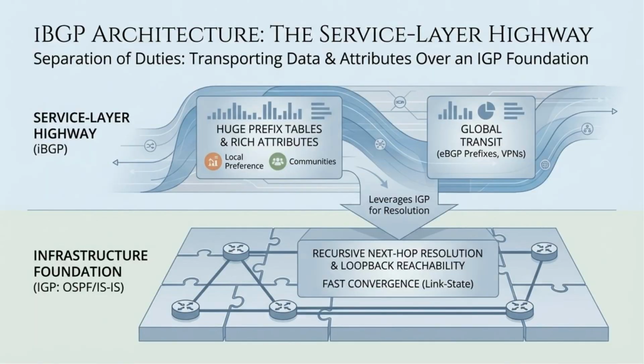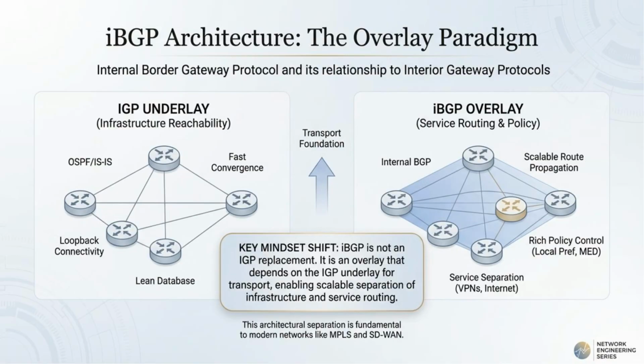This is where iBGP comes in. We use the IGP to build the highway, the infrastructure. We use iBGP to drive the cars, the actual customer data or internet prefixes over that highway. iBGP allows us to transport massive amounts of routing data across our transit backbone without every single router in the middle needing to do heavy calculations. It also allows us to carry rich attributes, local preference, communities, MED, across our internal network to influence how traffic enters and leaves our AS. You cannot do that with OSPF.